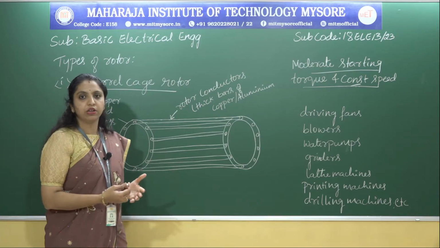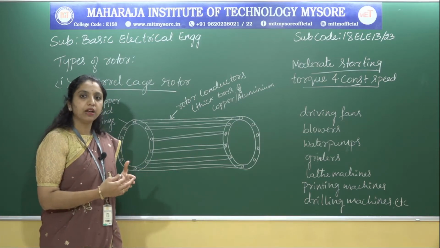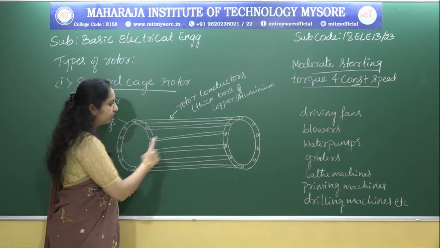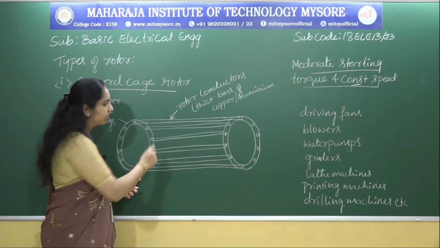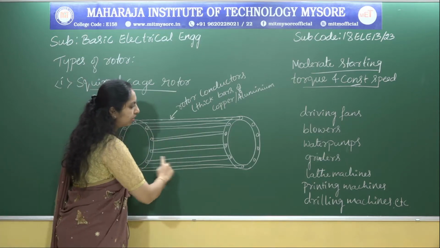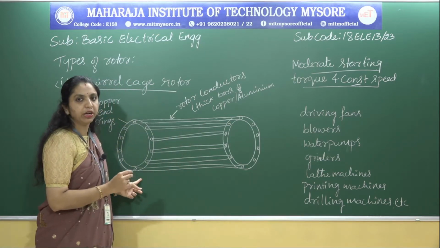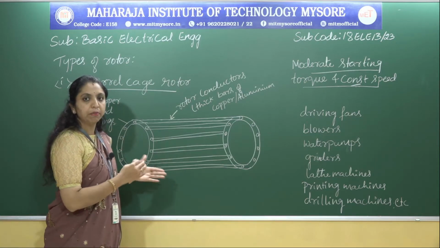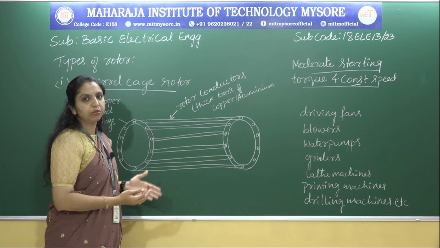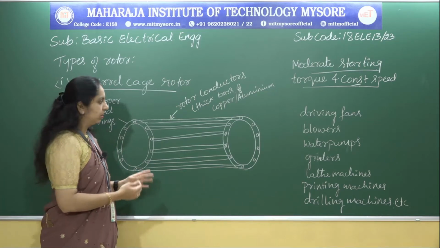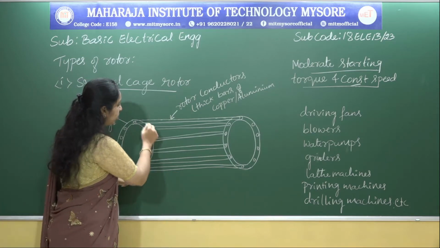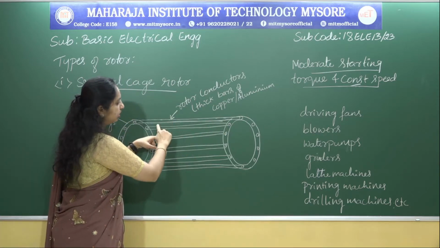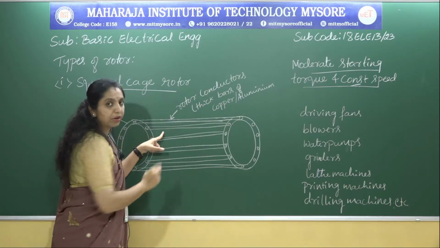longitudinal parallel slots are made. You can observe here, all around the periphery of the core, longitudinal parallel slots are made to accommodate the rotor conductors. As you can see here, we have the parallel slots.